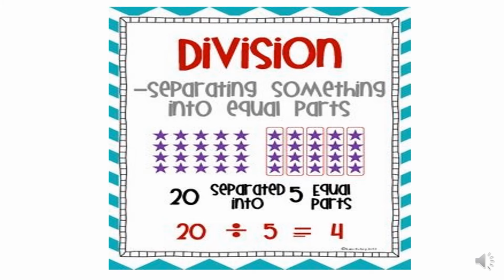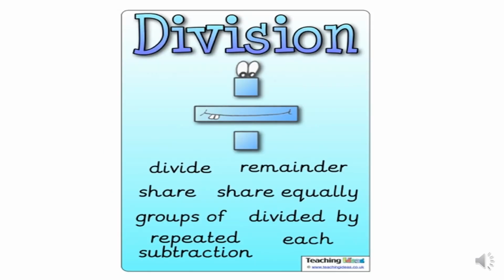Right, moving back to division now. So division is separating something into equal parts. There are lots of other words we can use when we're thinking about division. We can use the words divide, divided by, share, groups of, share equally, and repeated subtraction. And when we're dividing, we use a special symbol, and this is our division symbol here. It's a lot like a line with a dot on top and a dot underneath.